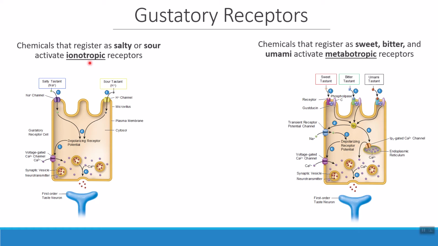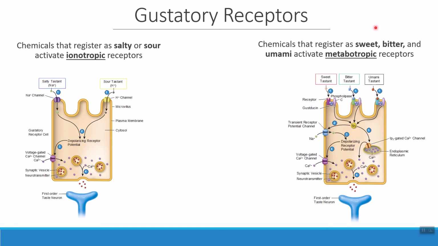In a chemically gated ion channel, what I'm detecting acts as a chemical key and opens up my channel, allowing ions to rush inside so I can detect the taste sensation. So when we talk about salty or sour, these activate ionotropic receptors, also known as chemically gated ion channels. We detect these sensations very quickly.